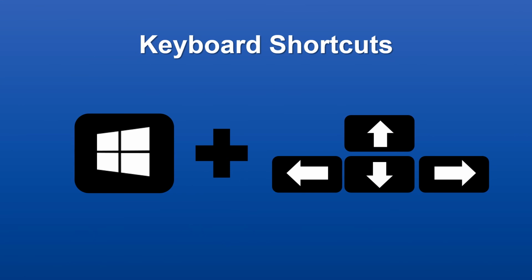Rather than dragging the windows into place, these same split screens can be achieved through keyboard shortcuts. If you prefer keyboard shortcuts, see how the active window moves when you hold the Windows key and press the different arrow keys on your keyboard.